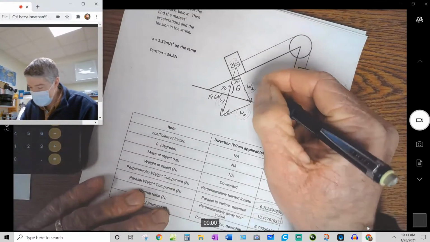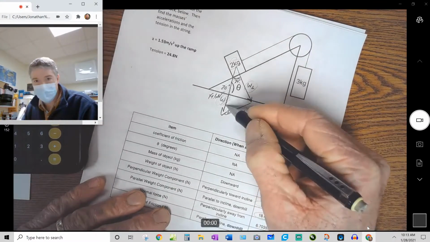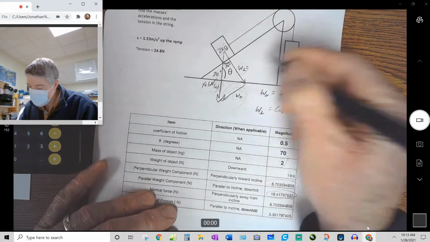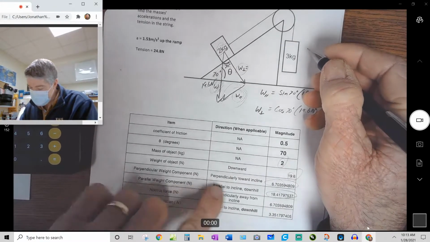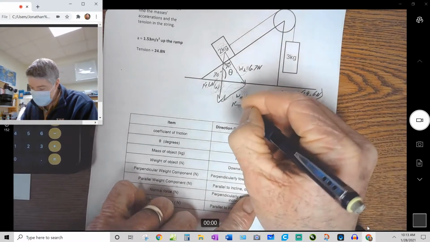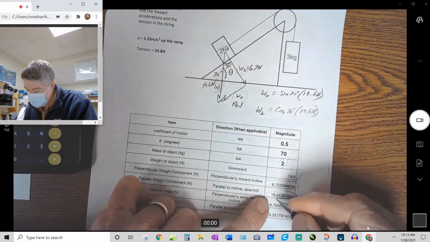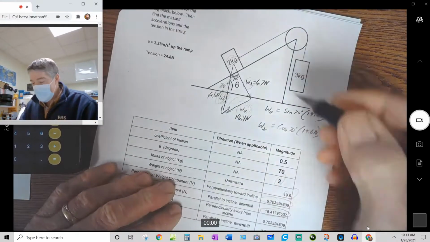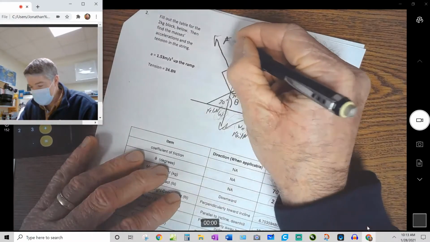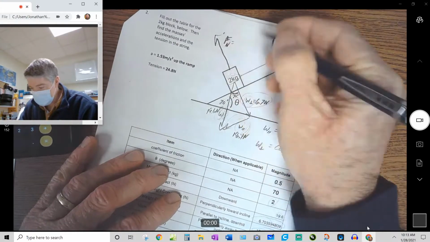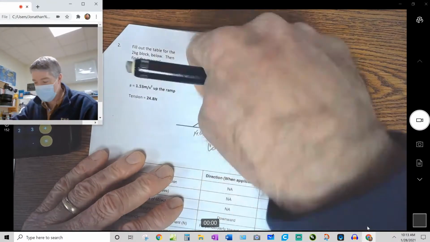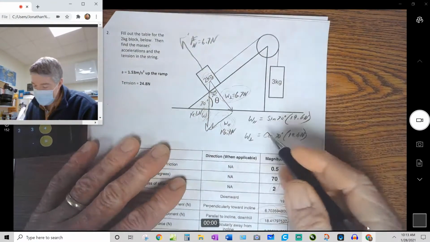So I'm trading in this, I'm sort of getting rid of the original weight, and in return I'm getting these two components. So the perpendicular is 6.7 and the parallel is 18.1. Sorry, 18.4. This perpendicular component gives me the value of the normal force, because those two forces have to be balanced since it's not accelerating away from the hill or into the hill.